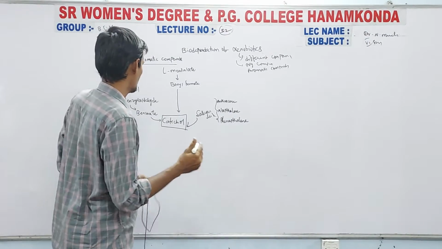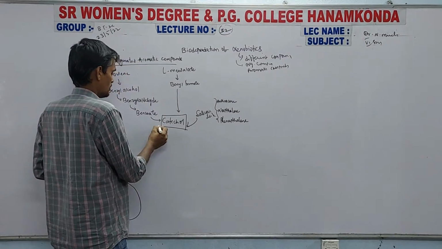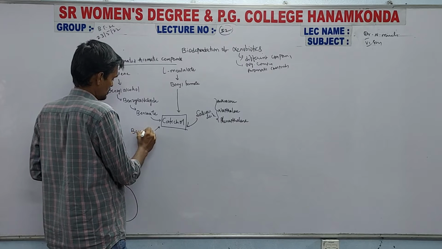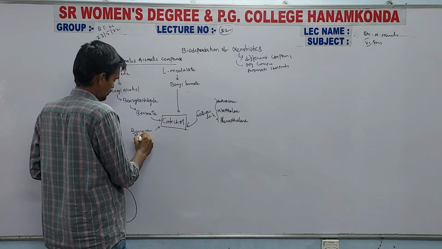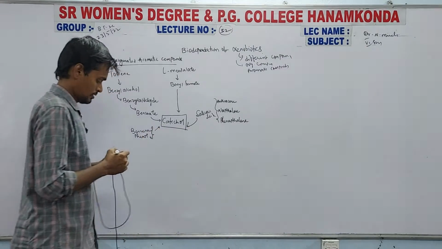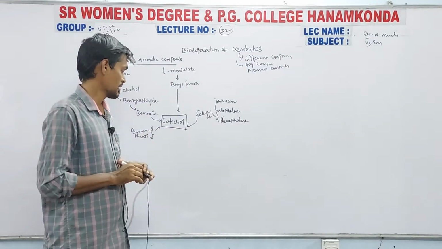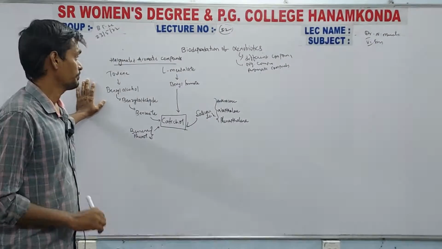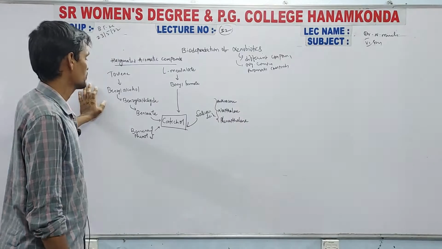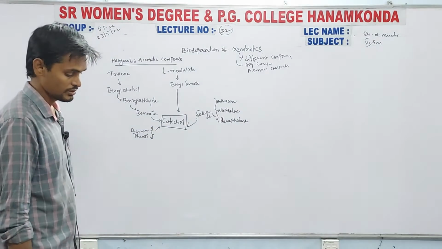So apart from this, other aromatic compounds like benzene and phenol undergo degradation to form catechol. So overall, the degradation of aromatic compounds will result in the formation of catechol as an intermediate.